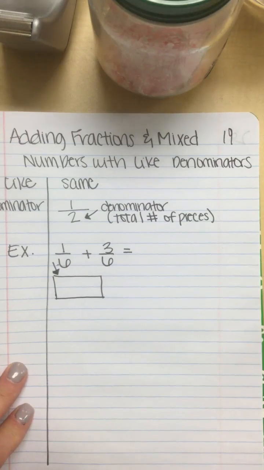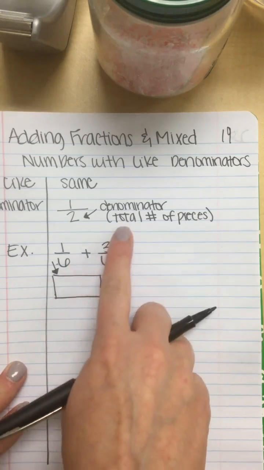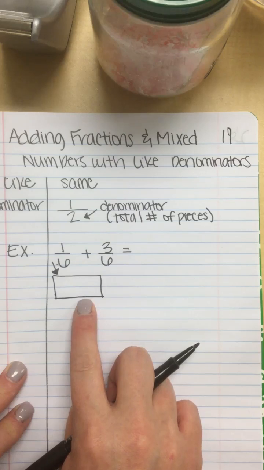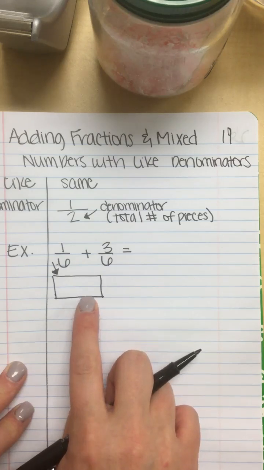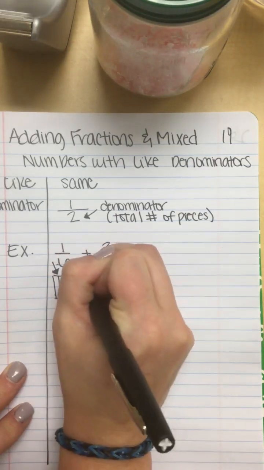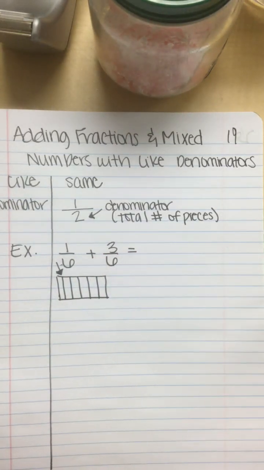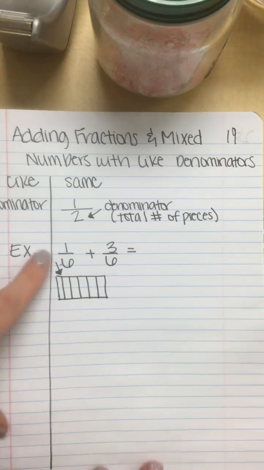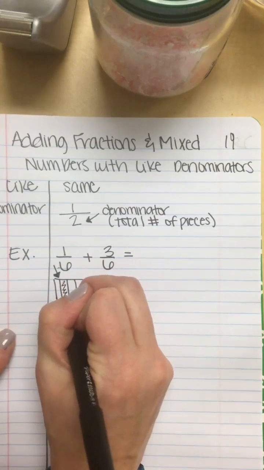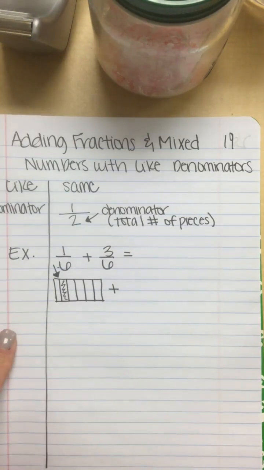Then I look at my denominator. My denominator tells me that it is 6. So that tells me I have 6 total number of pieces that need to go in my picture. So I'm going to draw 6 pieces in this picture. And remember, we try to make them as equal as possible, okay? Then my numerator tells me that I have one piece that needs to be shaded, so I can choose any piece I want and I'm going to shade it. Then I'm going to put in my addition sign.